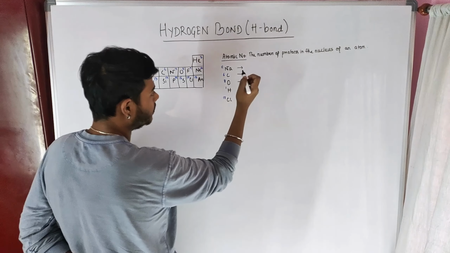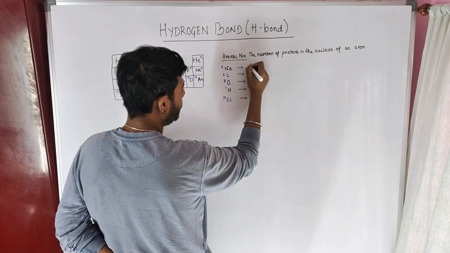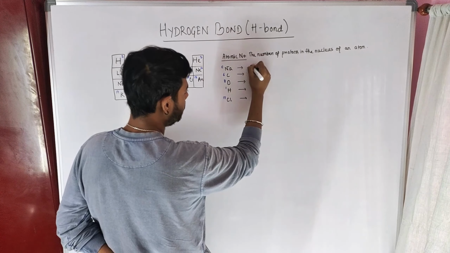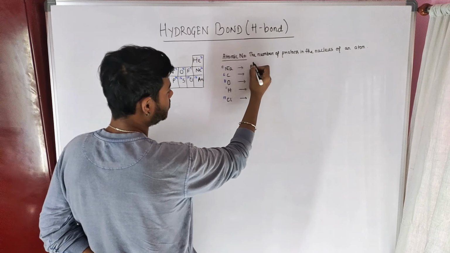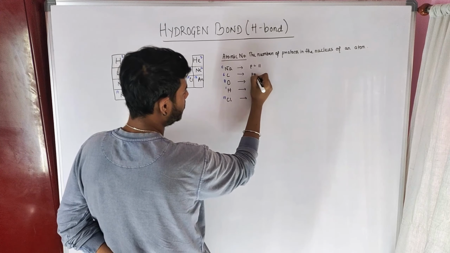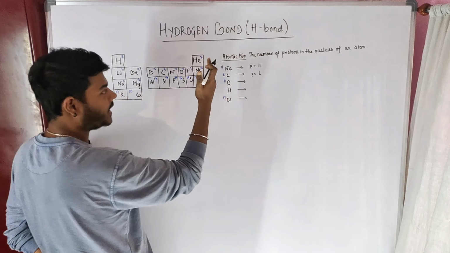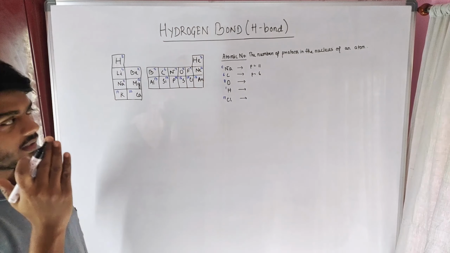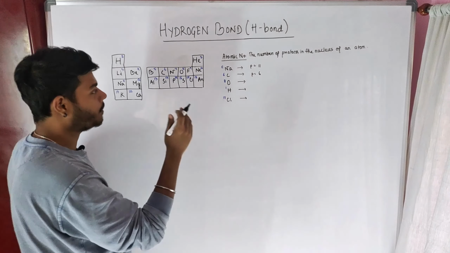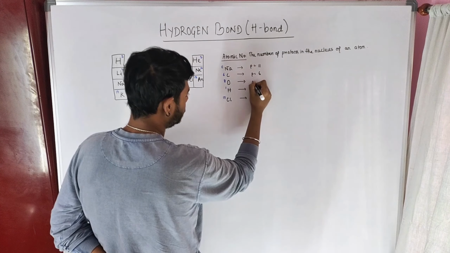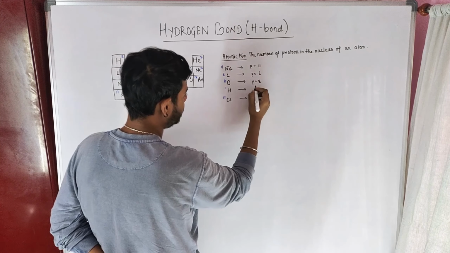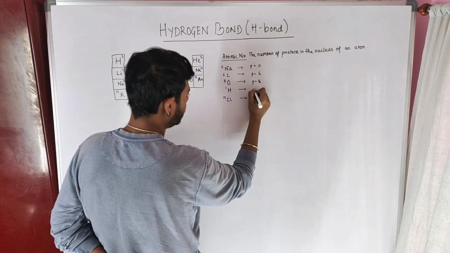So from this we can tell that the number of protons in the nucleus of sodium is P equal to 11, and for carbon, P equal to 6. Whatever the atomic number is, the element has exactly the same number of protons in its nucleus. So atomic number is nothing but the number of protons in the nucleus of an atom of a particular element.